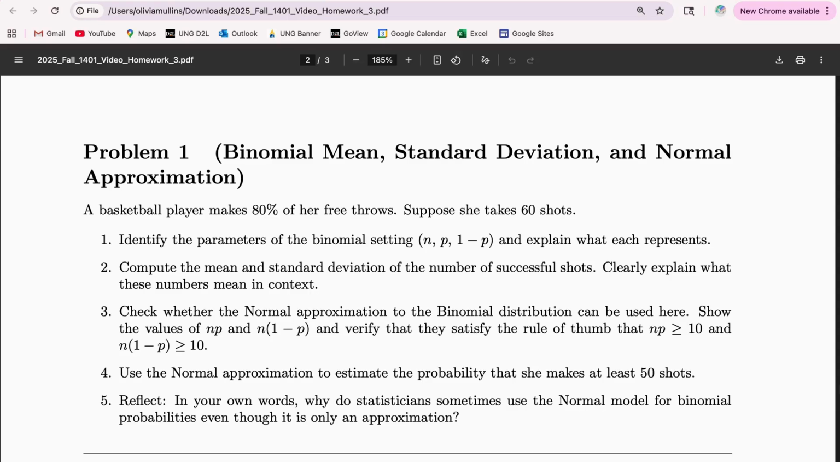Now let's move on to question 4. It says, use the normal approximation to estimate the probability that she makes at least 50 shots. Use the normal distribution with a mean of 48 and a standard deviation of 3.1. Because we are approximating a binomial distribution, we need to apply a continuity correction. Since we are finding the probability of making at least 50 shots, we subtract 0.5. So 50 minus 0.5 equals 49.5.